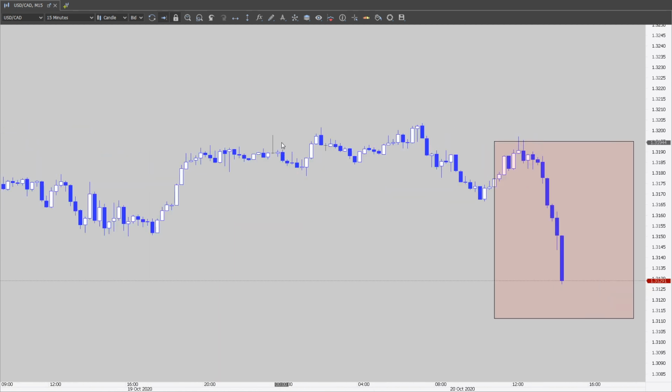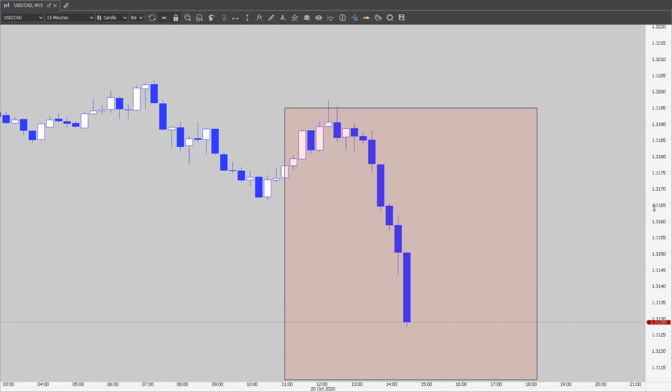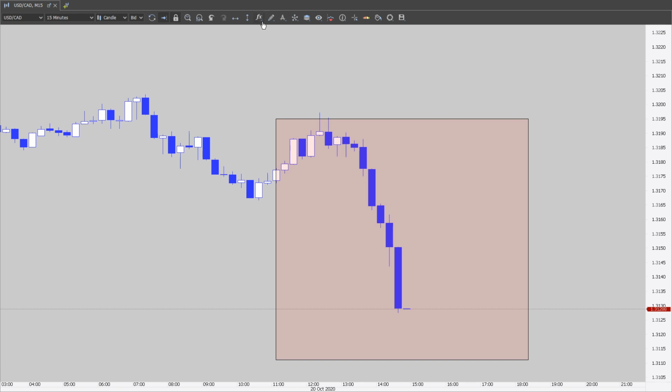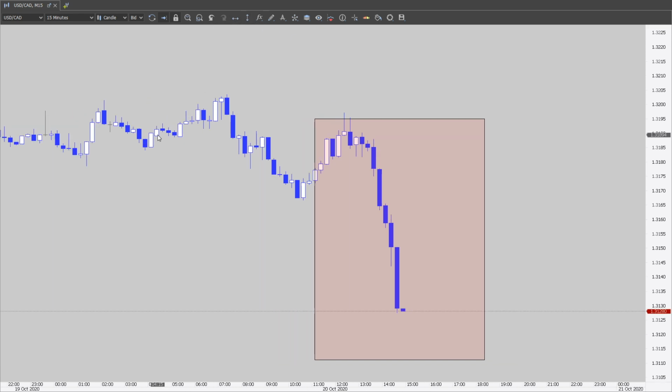Just this is not the reason to go short. USD CAD 15-minute chart. No, I'm not saying that you are wrong, Zuelius, but if you're a beginner trader, everybody, just this, it's not the reason to go short.